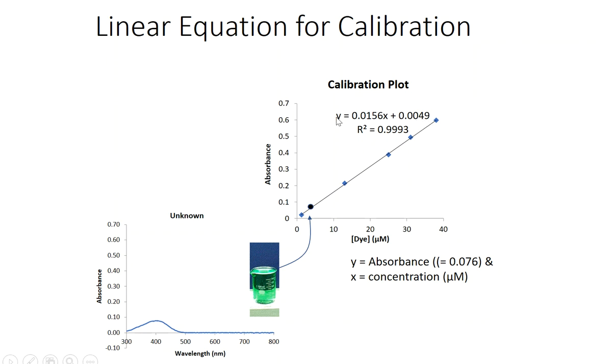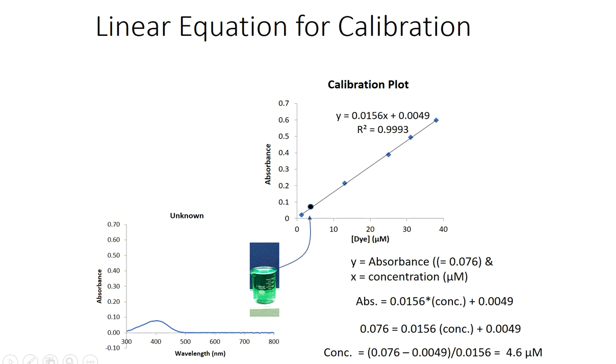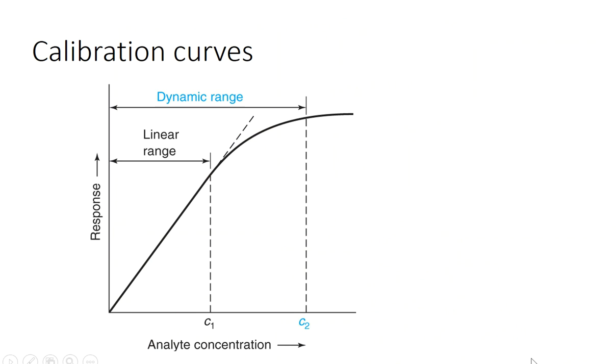So we're going to plug in our absorbance here that we measured and solve for x. So here's the absorbance of our unknown that we measured. That's from the graph. 0.076 was the peak absorbance here. Here's the slope of the line. Here's the concentration. That's what we want to solve for. And here's the intercept. So we just rearrange this algebraically to solve for the concentration. That's what this shows, and we see that we got 4.6 micromolar. Okay, so now we know how to solve for the concentration of an unknown using a calibration curve.